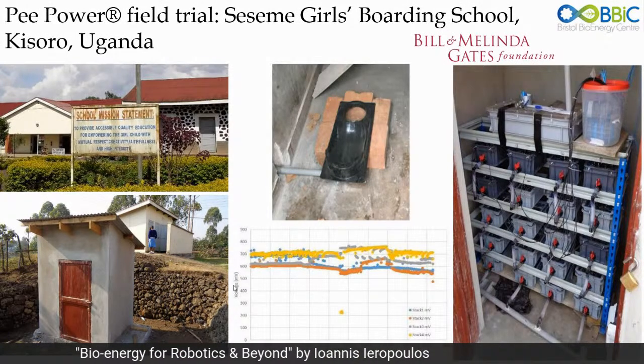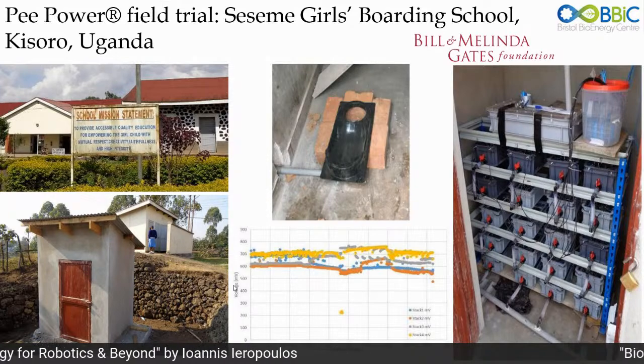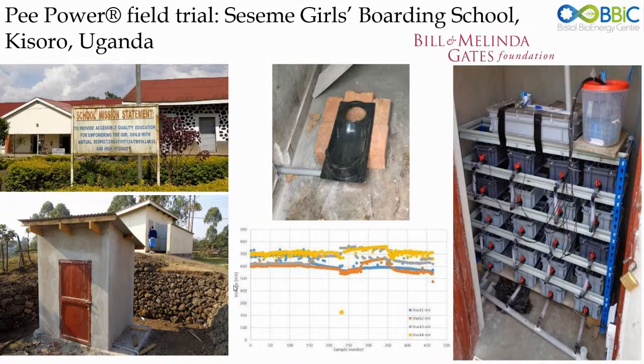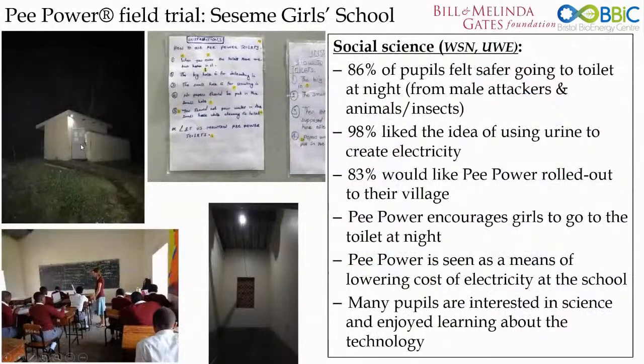So this is one example in Kisoro, Uganda, where we have basically taken a microbial fuel cell or a pee power system. This is the stack inside the hut. We purposefully built downhill from the toilet block of a secondary boarding girls' school in Kisoro. We changed the interface so that we could be collecting the liquid from the toilets. And effectively, we furnished the toilet block with lighting inside the cubicles and outside to illuminate the path. And the power to do that was coming from the microbial fuel cells.